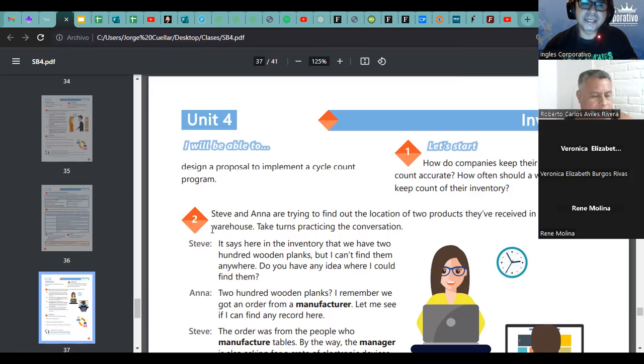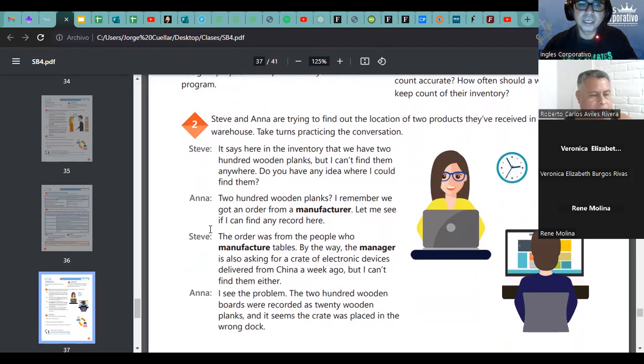All right, so let's check the conversation here. It says, Steve and Anna are trying to find out the location of two products they've received in their warehouse. Take turns practicing the conversation. As usual, I'm going to say the pronunciation, then you ask, and then we practice, and then we check the vocabulary.